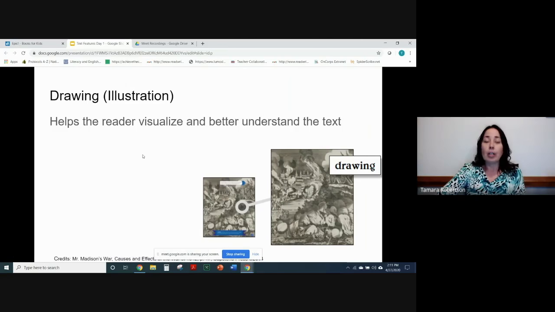Again, an illustration or a drawing is another way that the author helps the reader visualize what's happening in the text. A drawing or illustration is different from a picture or photograph because a photograph is taken with a camera, and a drawing or illustration is actually drawn by someone. When you sit down and draw a picture, that's an illustration. You're the illustrator. And again, authors use that to help us understand what is happening in the text.